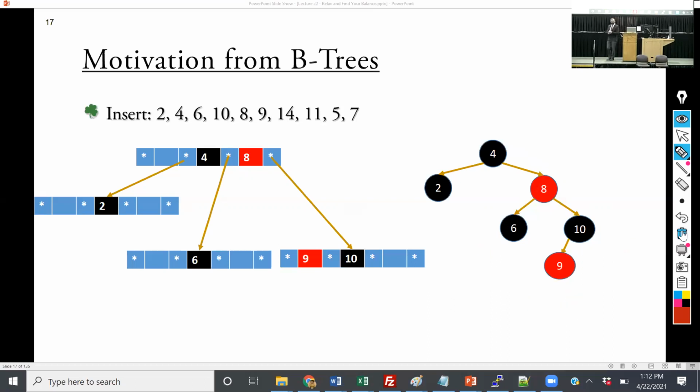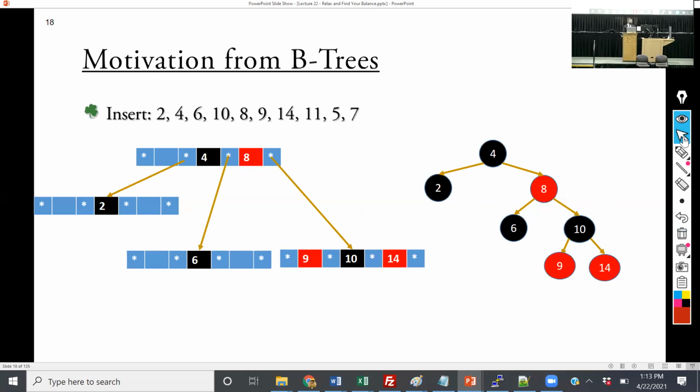So does that make sense to everybody? I do see that there's a question being typed in the Slack, and I'll address it in a moment. So now we're going to insert 14. 14 is going to be to the right of 10, so we're going to see that 14 becomes a red node in our modified B tree.